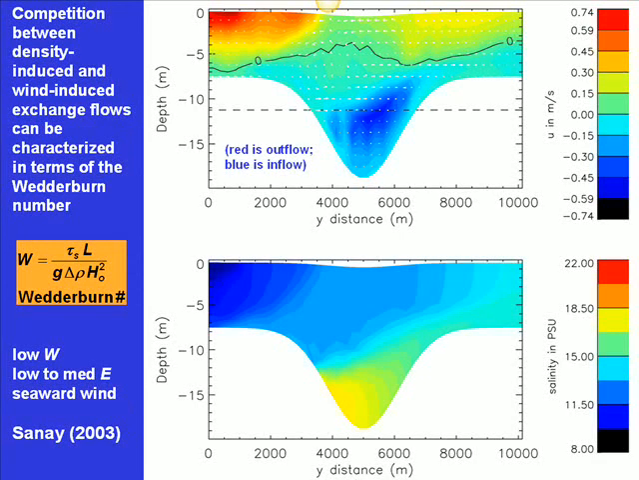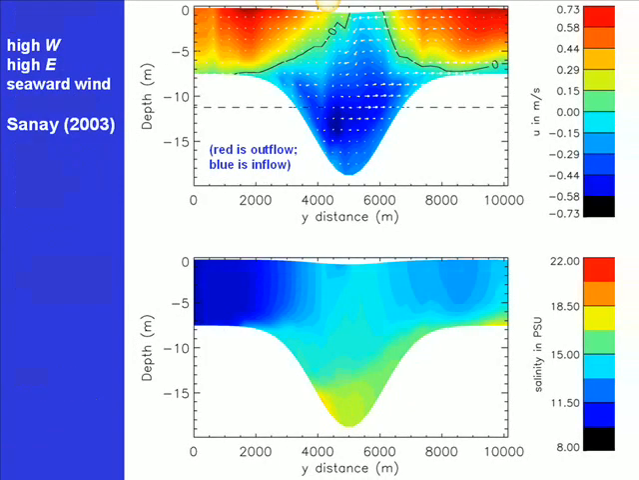If you increase the Wedderburn number here, it means that you're increasing the wind stress. And the wind stress will be overwhelming the density-driven flow. So for this same situation of wind blowing out of the screen, what kind of flow would you expect to have? A wind-dominated flow. What would it be? It would be something like that. So the downwind flow over the shallow parts and the upwind flow in the channel.